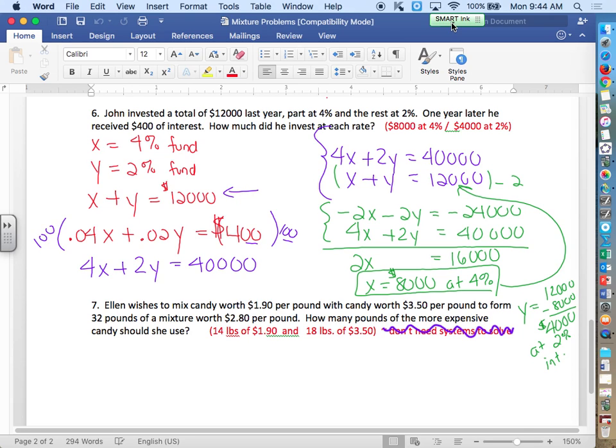So hopefully that helps. And like I said, I'll scan these solutions and send them to your mom, and we can go over any of these things that you have questions on next time we meet.